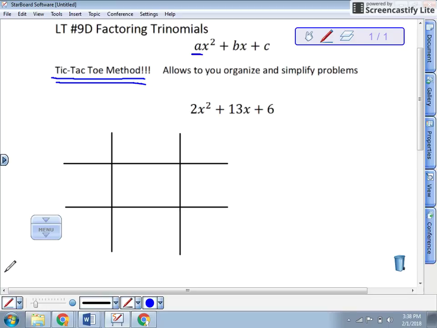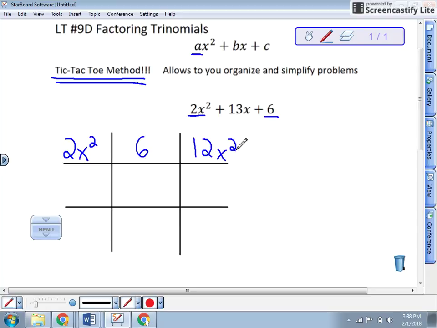So what we're going to do first is take the first term, which is our 2x squared, and we're going to times it by 6. And we're going to write those right here. So 2x squared. Then we're going to write the 6 in the middle, okay? And then this tic-tac-toe board is all about multiplication, so we're going to multiply across. 2x squared times 6, well, that is 12x squared.